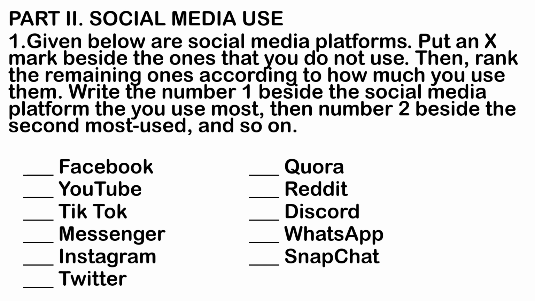Write the number 1 beside the social media platform that you use most, then number 2 beside the second most used, and so on. So there are two activities here. First is to eliminate the ones that are not being used. This is an easy task. That's why I give this as the first activity.